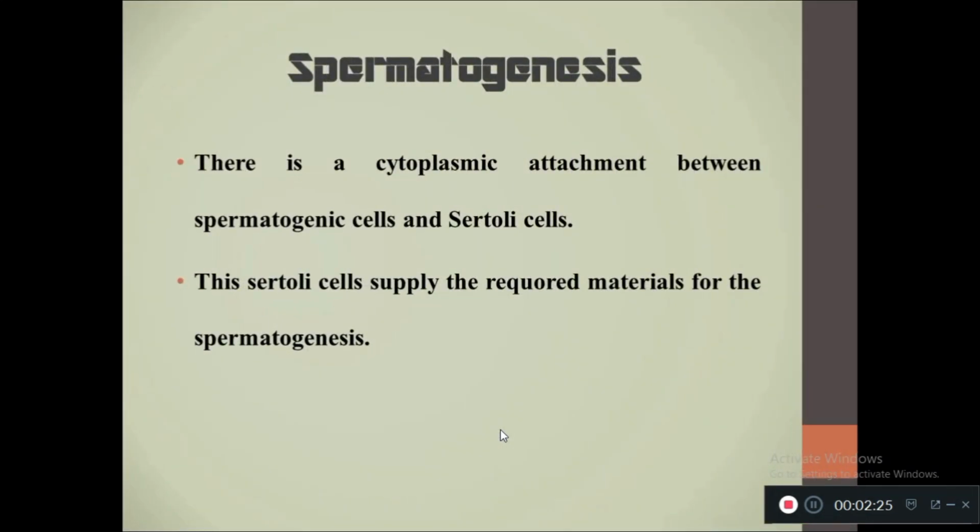In spermatogenesis, along with the sperm cell, one more cell is involved, which is called the Sertoli cell. This Sertoli cell has a cytoplasmic attachment to the spermatogenic cell. The Sertoli cells supply the needed material for the development of sperm cells. So the sperm cell and Sertoli cells are very important in the spermatogenesis process.